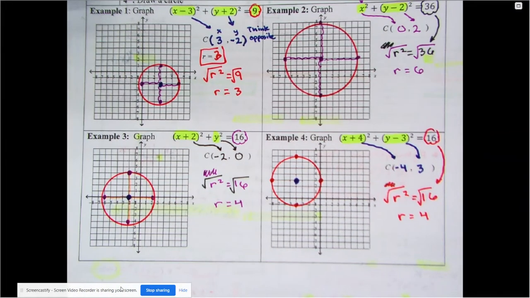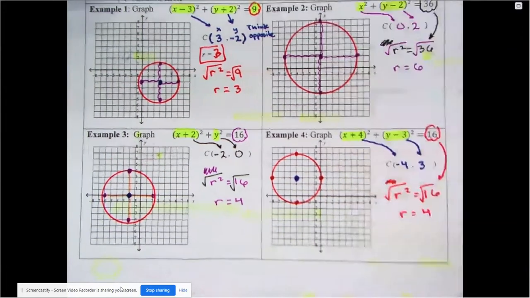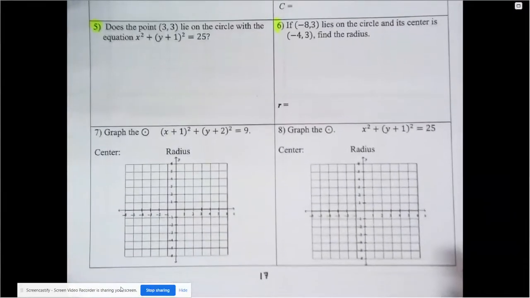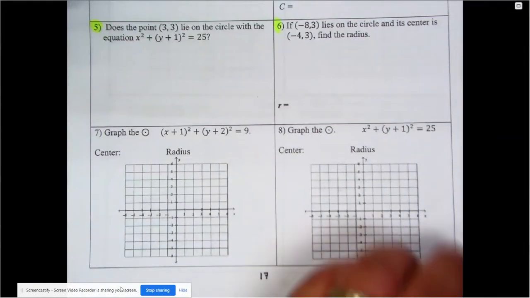All right, so with that said, you now have everything you need to complete your classwork on the following page. Remember, you should have already done numbers 1 through 6, but now, of course, you can actually do numbers 7 and 8 because you know how to graph now. So let's start becoming better at it and become some experts.